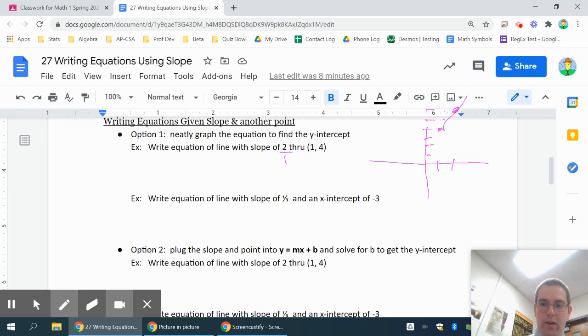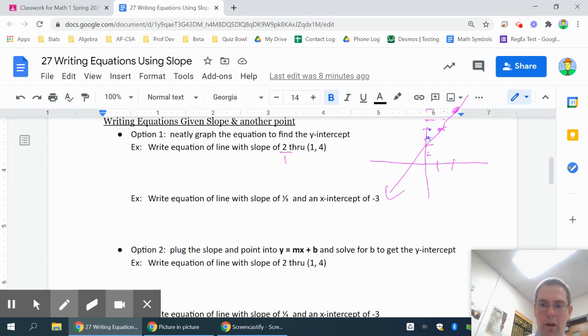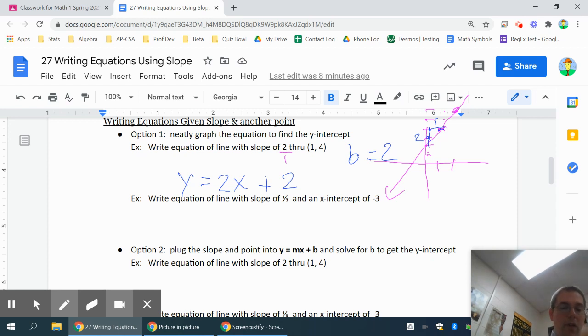Now, if you neatly draw that line, what you're going to see is your y-intercept would be right there. And actually, you can confirm that that's correct because if I were to go up 1, 2, and over 1 from the y-intercept, I would get my original point. So that lets me know my y-intercept is 2. So by making a neat graph, you can get a y-intercept, and then you can say y equals 2x plus 2 in this case. We'll do one more by trying to use the graph method.